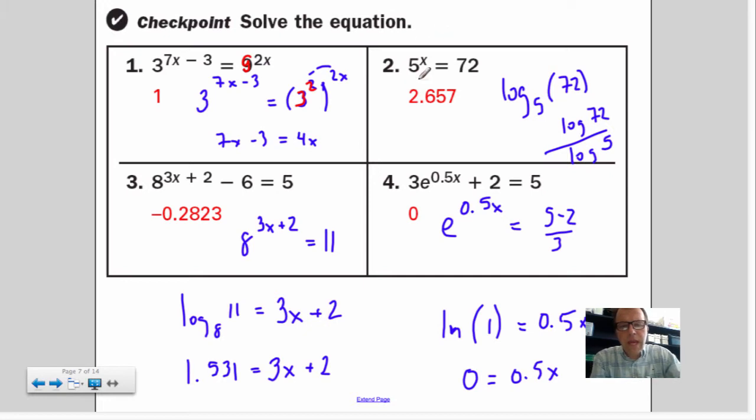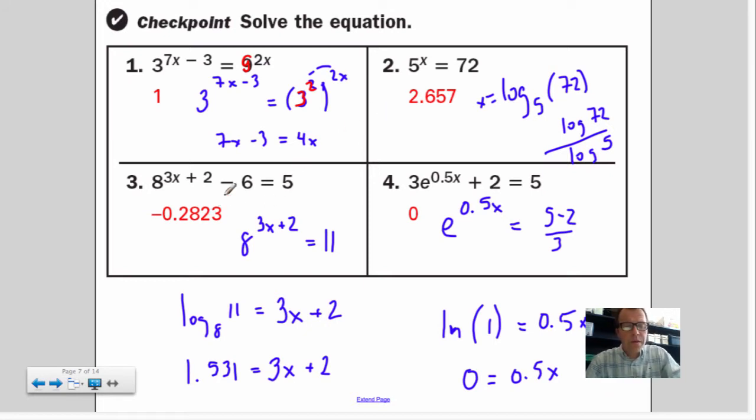Notice on this problem, you can't set 72 to 5 raised to some power. So I switch to log form, right? I say x, the exponent, is equal to log base 5 of 72, and then I change base: log 72 over log 5, grab my calculator. Do I like my answer? I do, right? I know 5 to the power 1 is 5, 5 to the power 2 is 25, 5 to the power 3 is 125. So I'm expecting my answer to be between 2 and 3, and 2.6 sounds great.